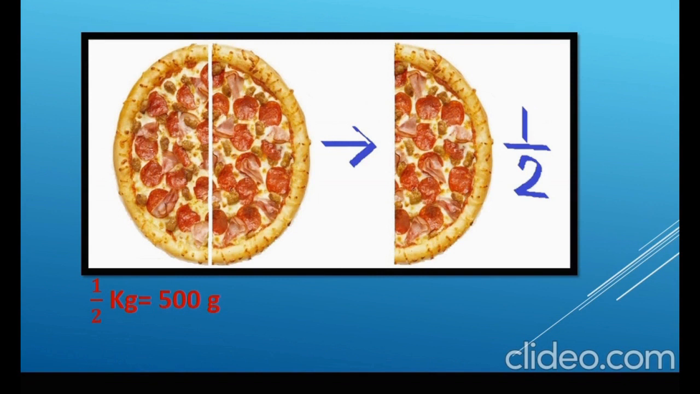Now, move to half. What we see here is half of the pizza. If we write it as a fraction, it will be like this, 1/2. Half a kilogram equals 500 grams. Again, half a kilogram equals 500 grams.